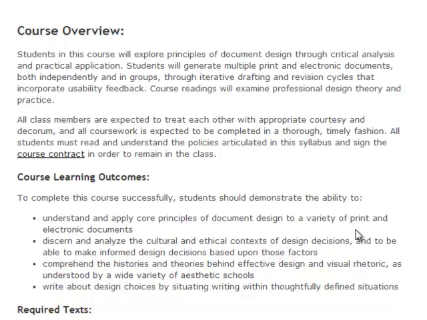So the course learning outcomes: to complete this course successfully, students should demonstrate the ability to understand and apply core principles of document design to a variety of print and electronic documents, to discern and analyze the cultural and ethical contexts of design decisions, and to be able to make informed design decisions based upon those factors, to comprehend the histories and theories behind effective design and visual rhetoric as understood by a wide variety of aesthetic schools, and to write about design choices by situating writing within thoughtfully defined situations.